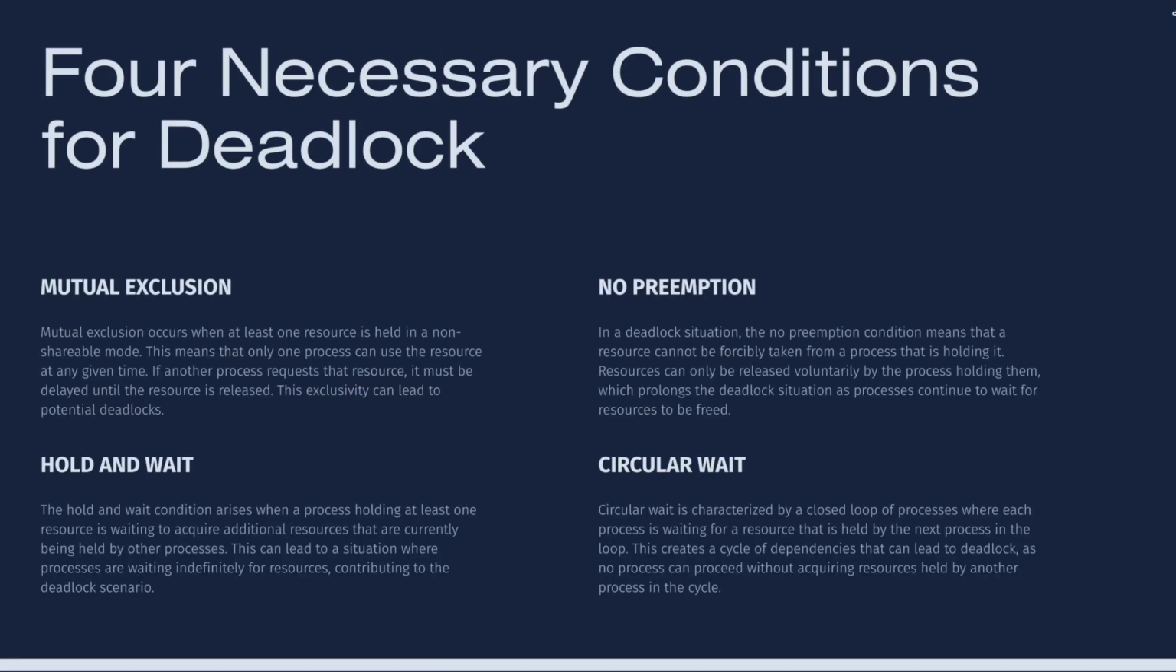There are four conditions required for a deadlock to occur, called Coffman's conditions. First is mutual exclusion, where only one process can use a resource at a time. The second is hold and wait, where a process holds onto a resource while waiting for the others. The third is no preemption, resources can't be forcibly taken away. And finally, there is circular wait, where processes form a loop, each waiting for another. When all four exist simultaneously, a deadlock can happen.